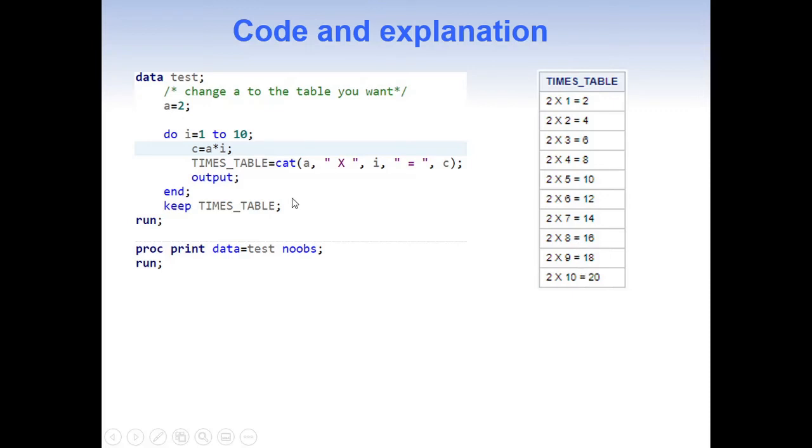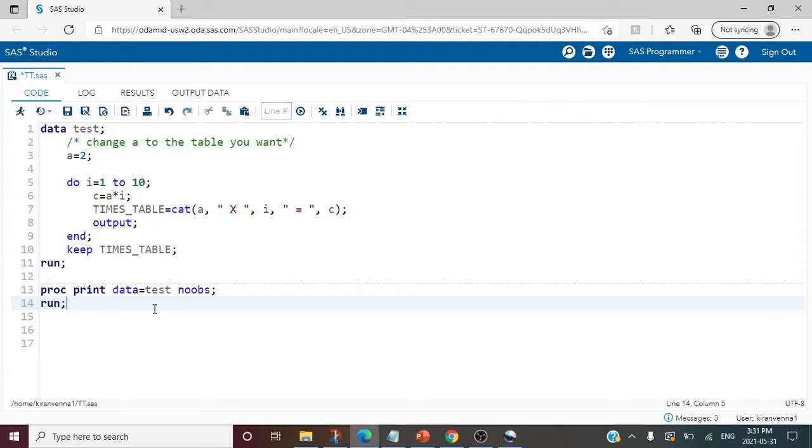To simply understand, when I is 1, this becomes 2 and this becomes 1. As the value of c is 2 into 1, we are going to have 2 here, and we are going to do an output in the same fashion. It becomes 2 into 2, 2 into 3, and we are going to have all these values concatenated to appear something like this. Now let us quickly run this code in SAS Studio and see our results.